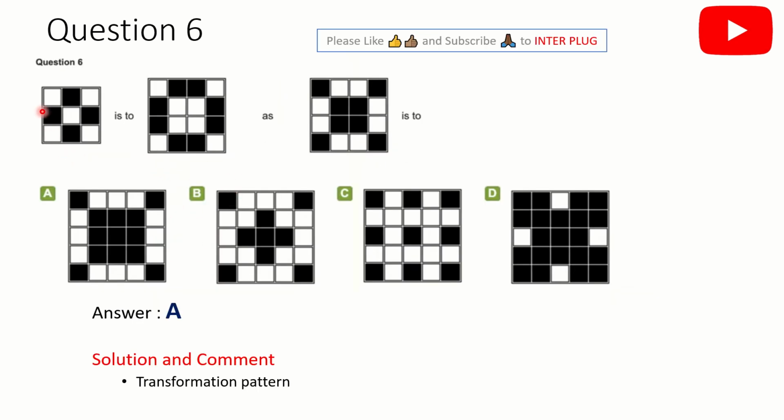Question six, you have to look at the transformation. So this transforms into this. Obviously, we need to look for the figure to which this is going to transform. So what you need to do is look for patterns, look for what has changed from this to this, and try to apply the same to this one in order to get the answer.